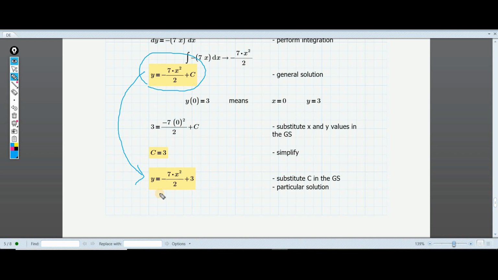So what did we notice in the particular solution? The c is gone, the arbitrary constant is gone, because the arbitrary constant has been solved. So, that's the particular solution for a differential equation.